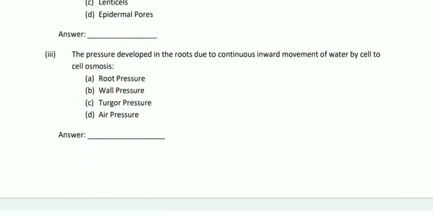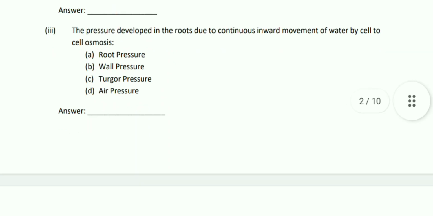Next, the pressure developed in the roots due to continuous inward movement of water by cell to cell osmosis is root pressure. This is pretty simple. The answer is root pressure.